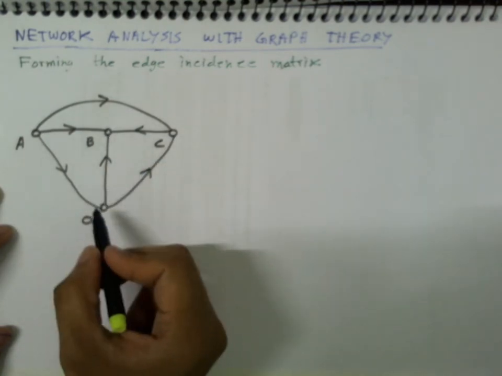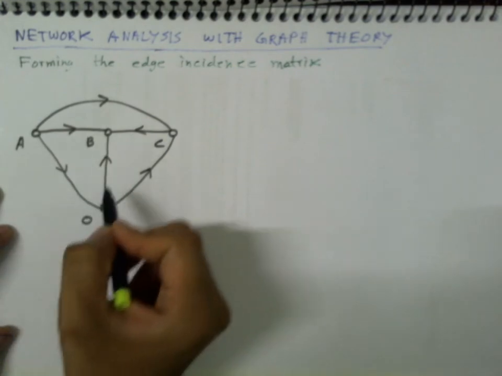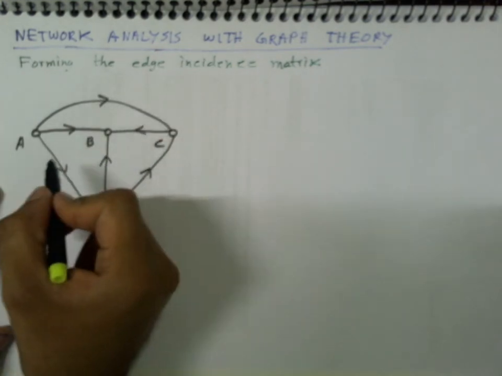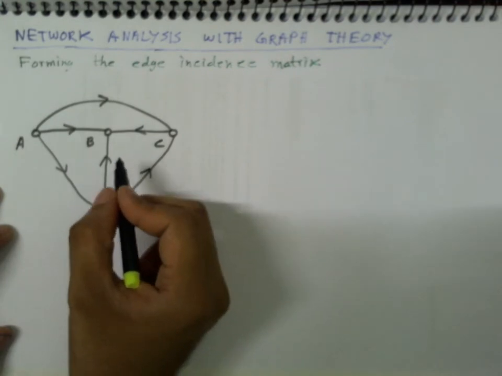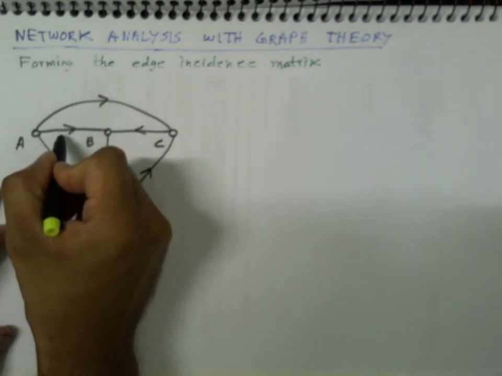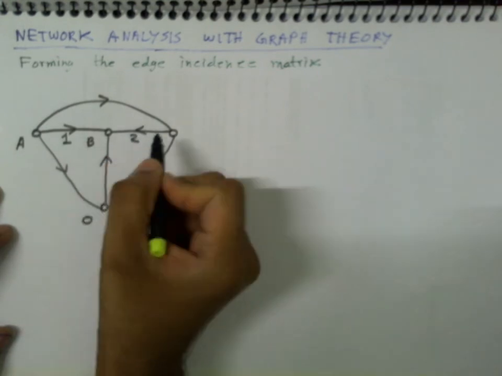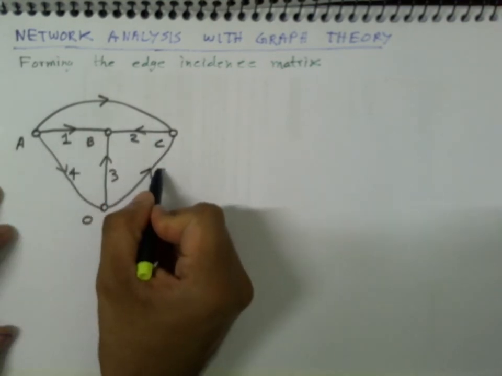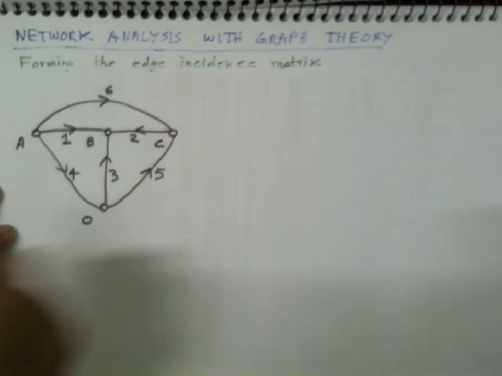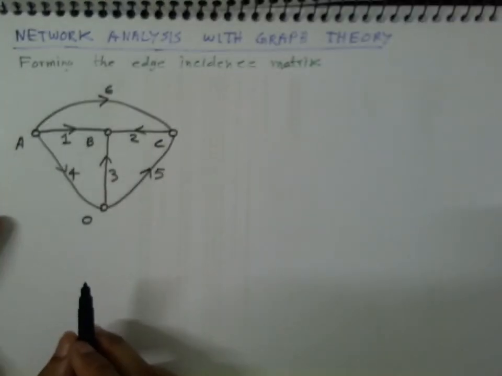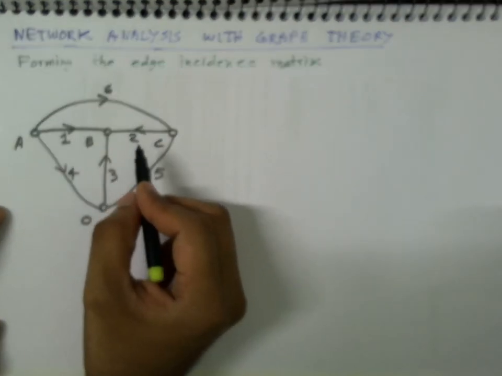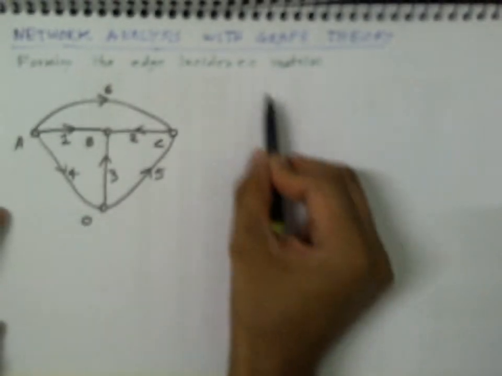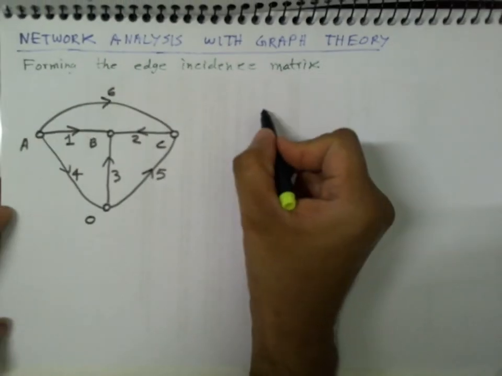I just need to name these edges. I have to give some name so that I can identify them easily. And let me name this edge as 1, this edge as 2, this edge as 3, this edge as 4, this edge as 5, this edge as 6. It's just a name. Okay, now I have to form the edge incidence matrix, which is nothing but a table.